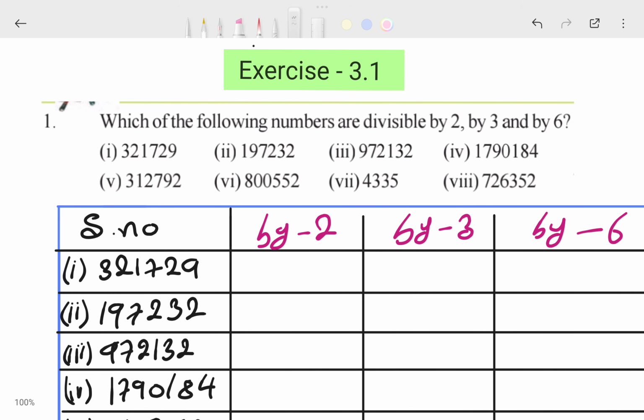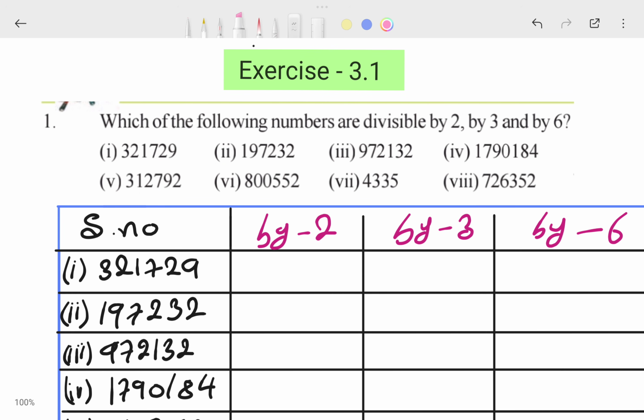Today's exercise is 3.1. If you give me 15 to 20 minutes, I will explain this exercise in a very clear and understandable way. By the end of this video, you will not have a single doubt in this exercise. So let's start with our first question.